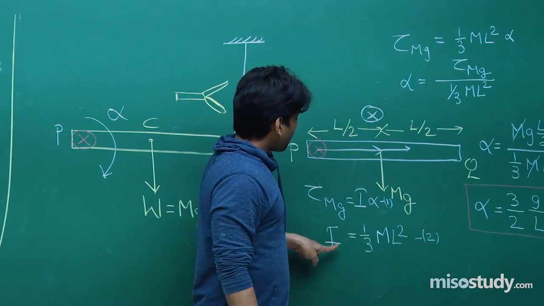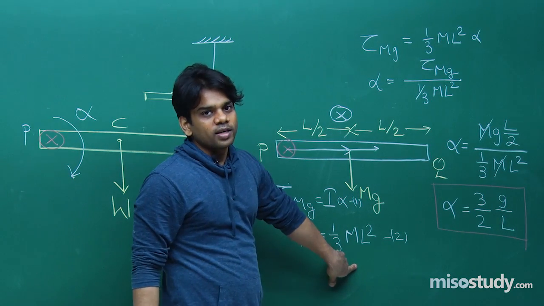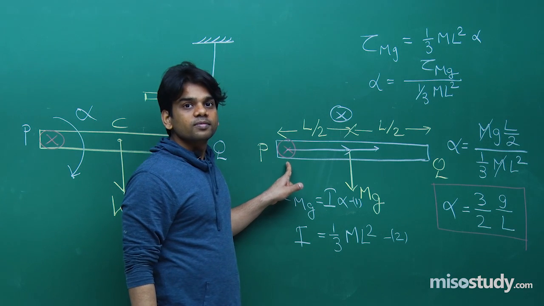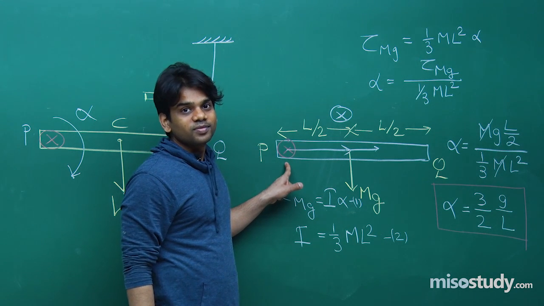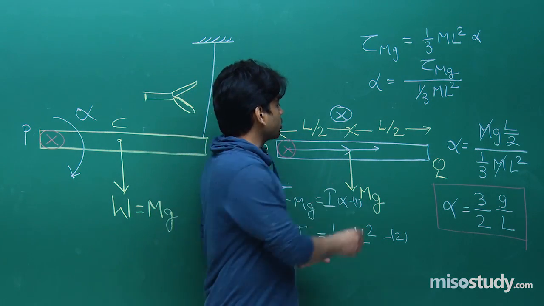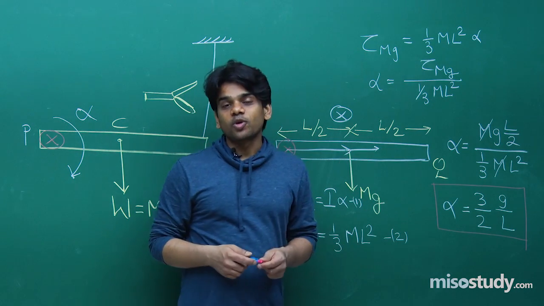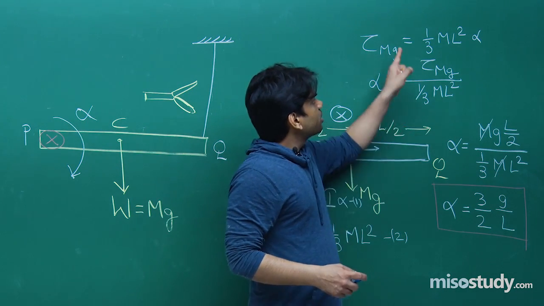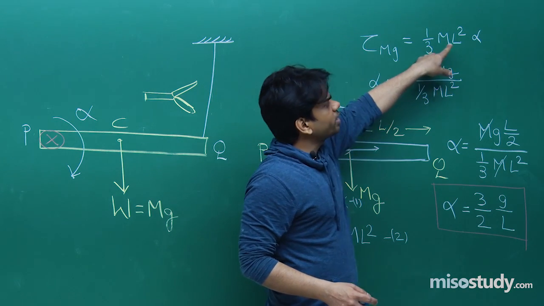Apply this. I is given as 1 by 3 ml square, because you have to use the moment of inertia about this point, about this axis. That is what we have learned in the case of a rod. In the case of the axis passing through the center of mass, it is 1 by 12 ml square. But for this axis, it's 1 by 3 ml square. Use it. Next, write down torque due to mg is equal to 1 by 3 ml square alpha.